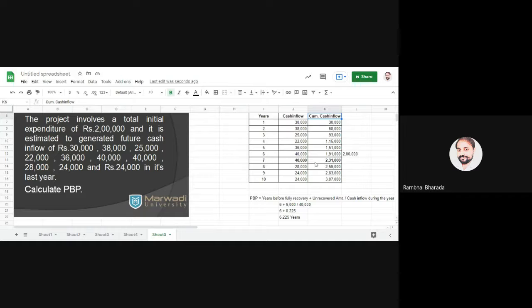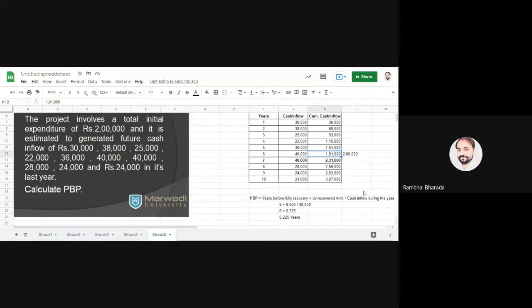After preparing this table, we compare this amount with the initial investment. Here initial investment is 2 lakh rupees. So we will find in which year we will get the amount of 2 lakh or nearby 2 lakh. So in the 7th year, our cumulative cash inflow is 2,31,000, and in the 6th year it's 1,91,000. So it means the answer is in between 6 and 7. After identifying this, we put these values in the formula.